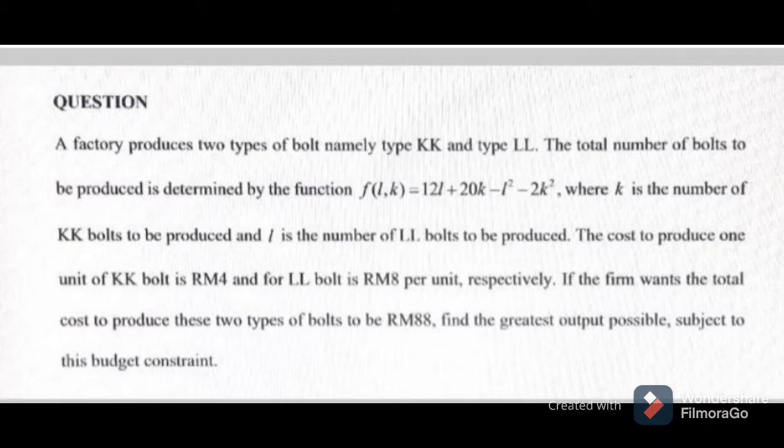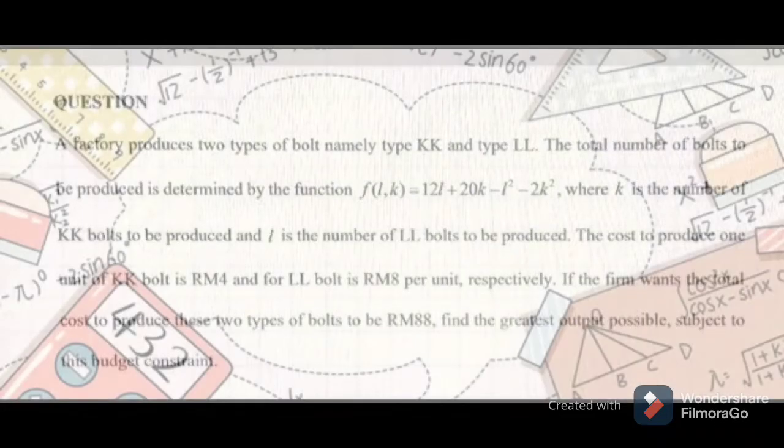The cost to produce 1 unit of K bolt is RM4 and for L bolt is RM8 per unit respectively. If the firm wants the total cost to produce these two types of bolts to be RM88, find the greatest output possible subject to this budget constraint.